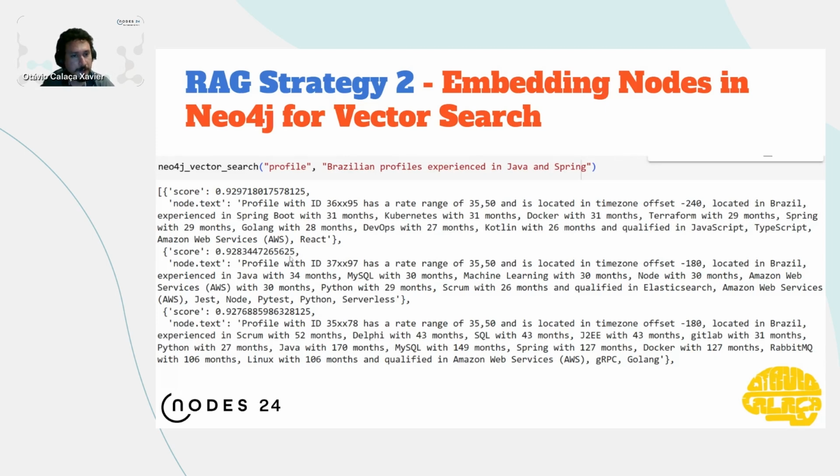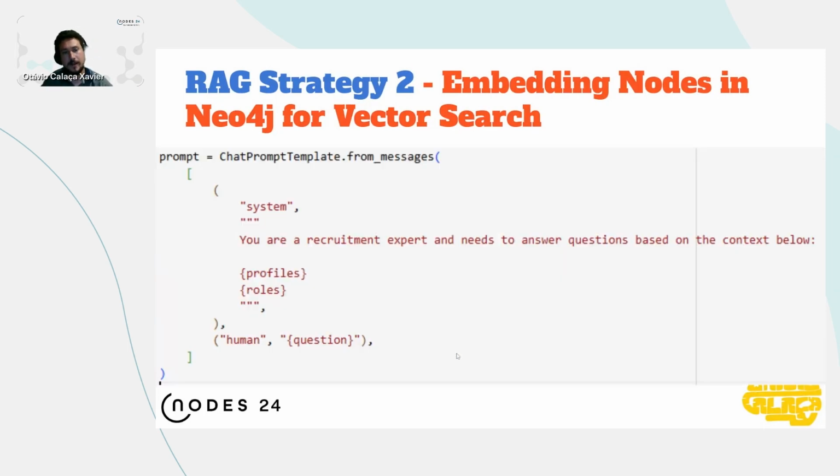And this first parameter here, profile, is just for the function to know what type of node I am searching on. So in this case, it will return a lot of profiles with their textual representations. I can use these textual representations then in another prompt. This is another strategy.